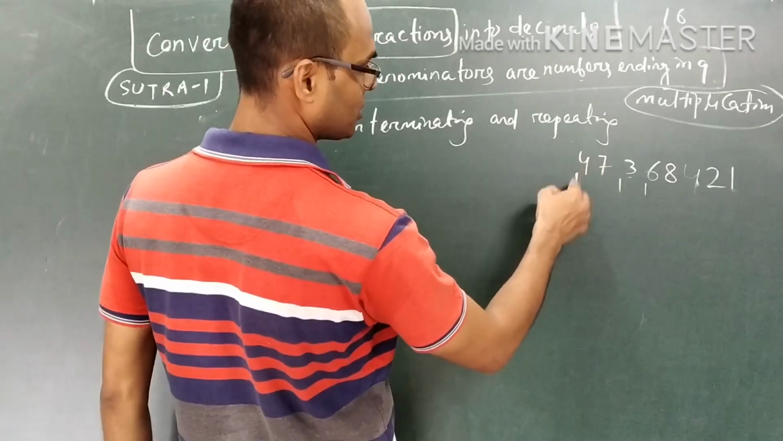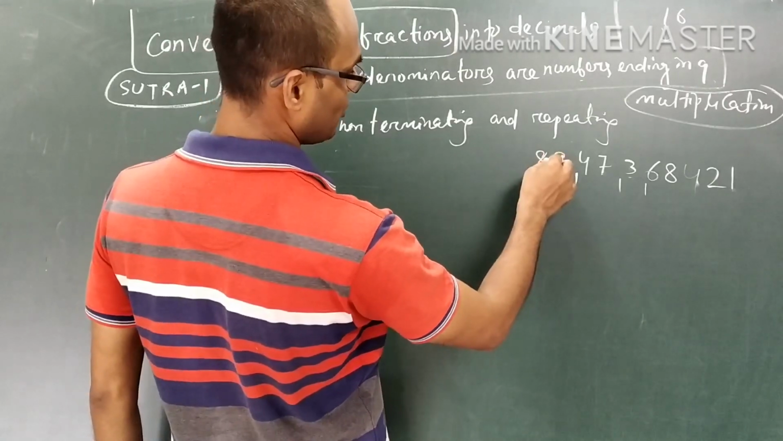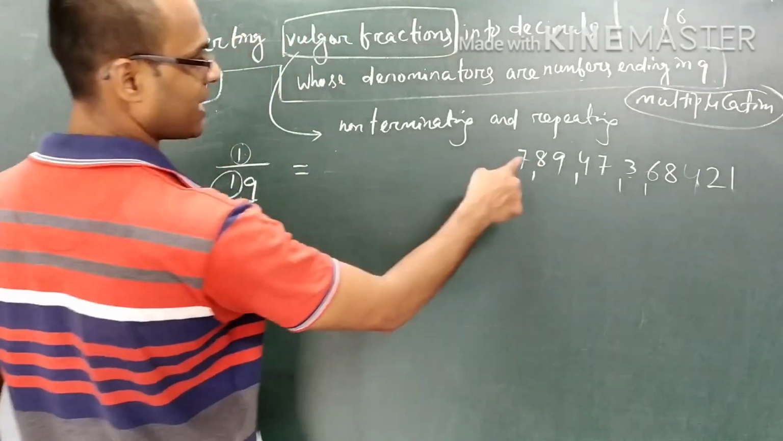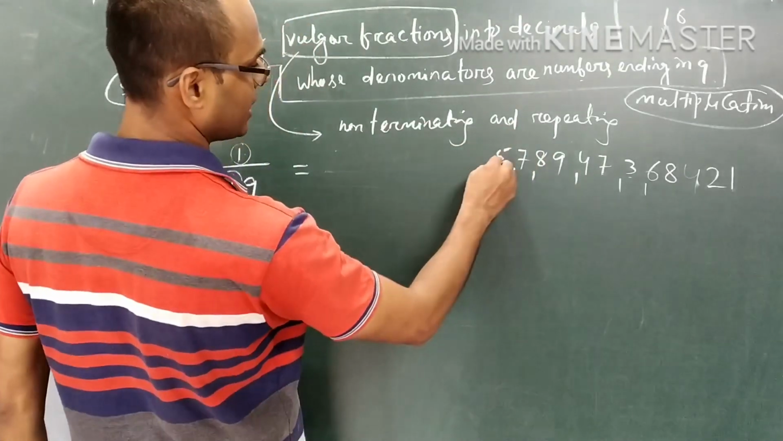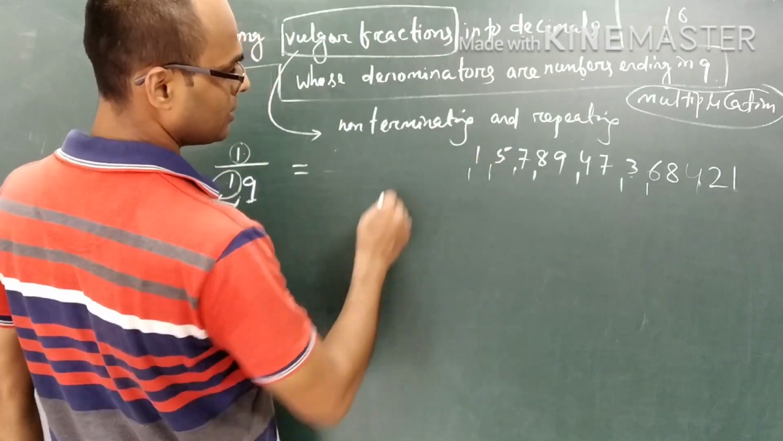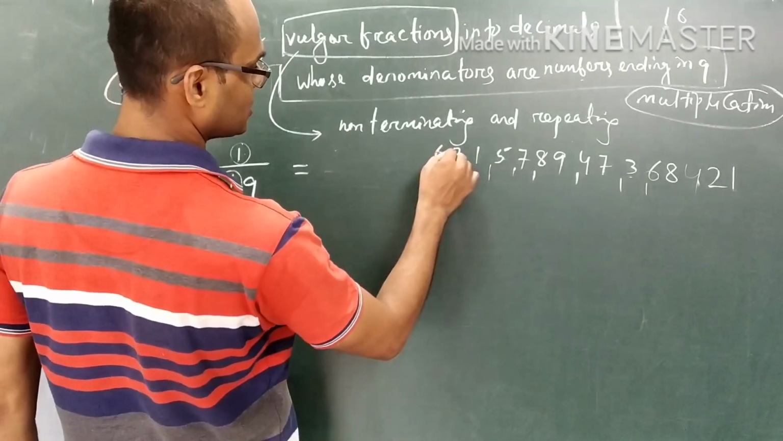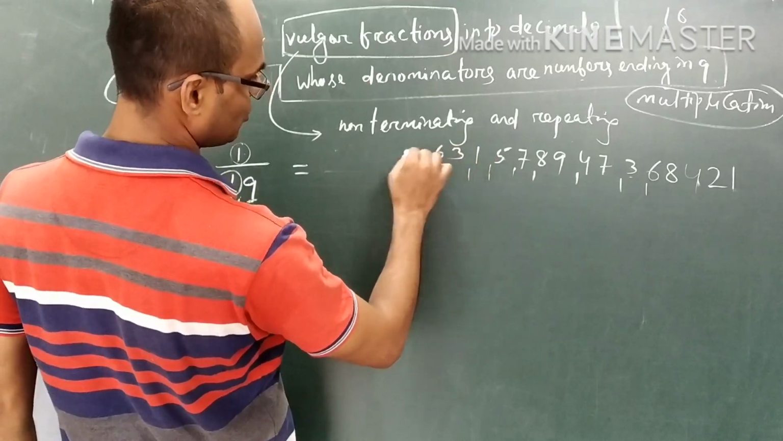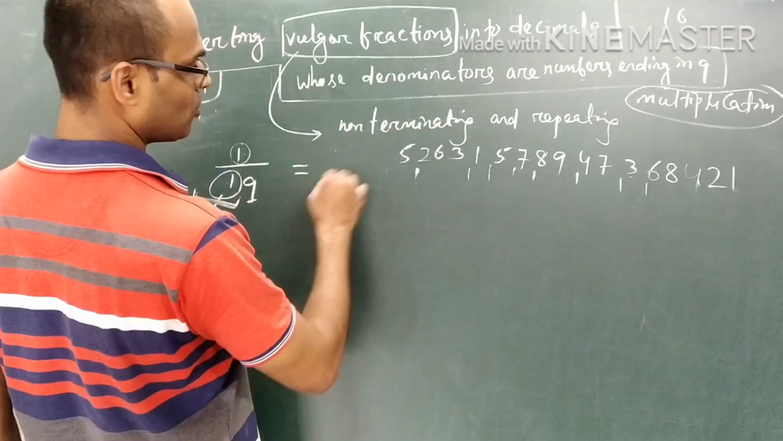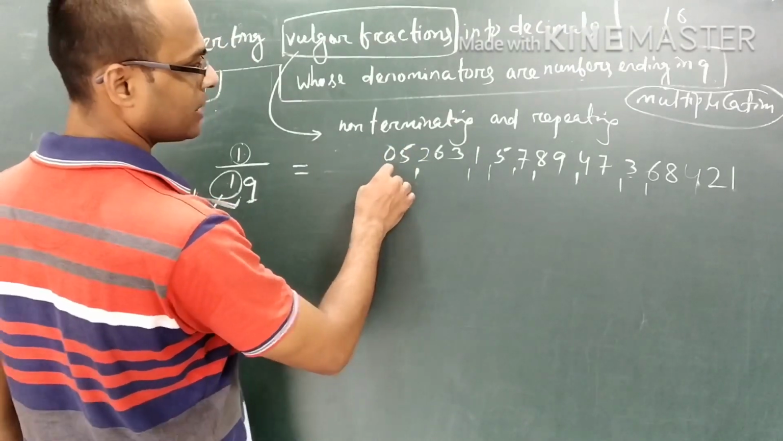2 into 4, 8 plus 1, 9. 2 into 9, 18, carry 1. 2 into 8, 16 plus carry 1 is 17, carry 1. 2 into 7, 14 plus 1, 15, carry 1. 2 into 5, 10 plus 1, 11, carry 1. 2 into 1, 2 plus 1, 3. 2 into 3, 6. 2 into 6, 12, carry 1. 2 into 2, 4 plus 1, 5. 2 into 5, 10, carry 1. 2 into 0, 0 plus 1 is 1.